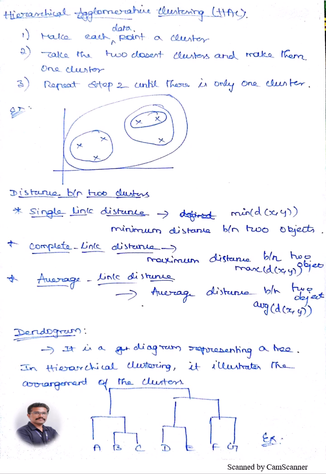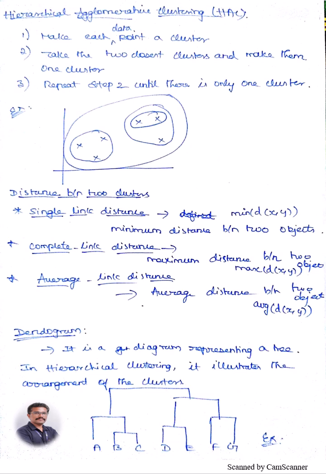We apply any one of these distance measures in hierarchical agglomerative clustering to find the distance between any two clusters, and after that we merge the two clusters until a single cluster remains. So in hierarchical agglomerative clustering, first we make each data point a cluster, and after that we take the two closest clusters and make them into one cluster. Repeat step 2 until there is only one cluster.